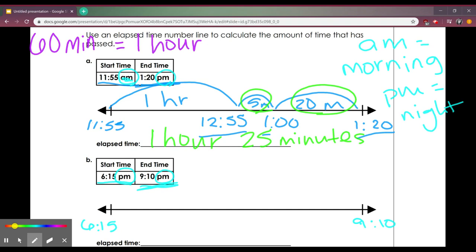So back to this problem, 6:15 to 9:10. I want to make a first jump. And there is a bigger amount of time between these, but I'm still going to do just an hour and see what it puts me at. If I jump 1 hour, that'll put me at 7:15. I'm still not at 9:10 yet, but I can jump another hour, so I'm going to do that. If I jump another hour, that puts me at 8:15. I can't jump another hour here because that'll put me too far.